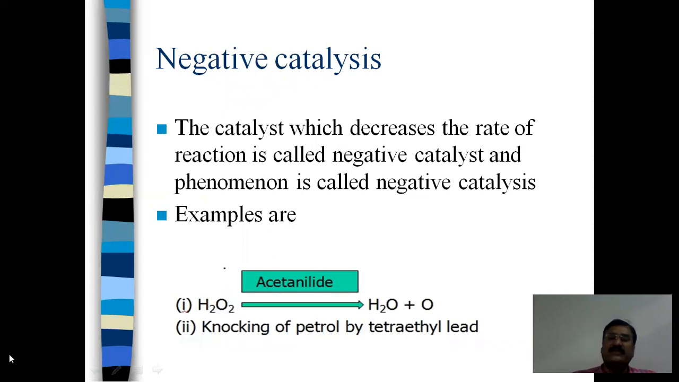The next one is negative catalysis. The catalyst which decreases the rate of reaction is called a negative catalyst, and the phenomenon is called negative catalysis. For example, H2O2 decomposes to H2O plus O in presence of acetanilide. Here, acetanilide decreases the rate of decomposition of H2O2. Therefore, it acts as a negative catalyst.